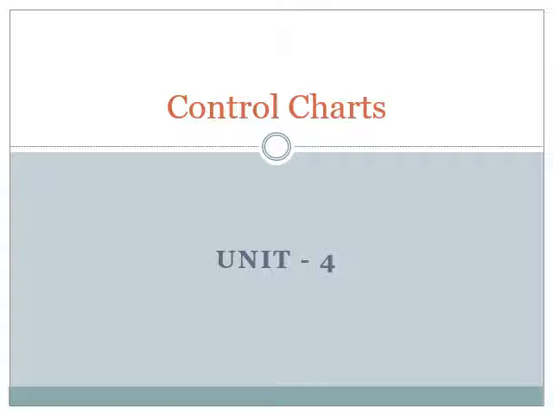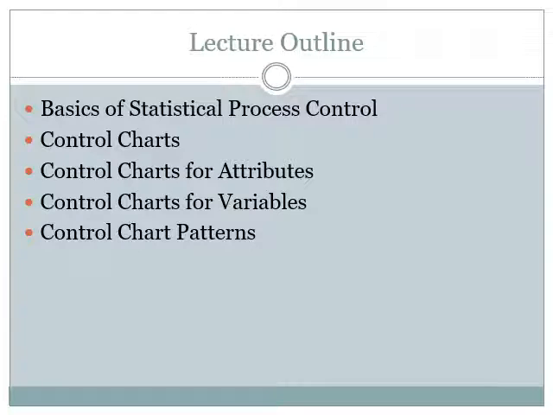Now, we had already discussed that there are 7 types of quality control tools which are utilized for the control of the quality in any manufacturing process. So, before discussing in details, in today's lecture series, I'll introduce you to the control charts. And the lecture outline, as shown on the slide, will be what is the basics of statistical process control, what are the control charts, what are the control charts for attributes, control charts for variables, and control chart patterns. So, the last three will be discussed in details in the subsequent lectures.